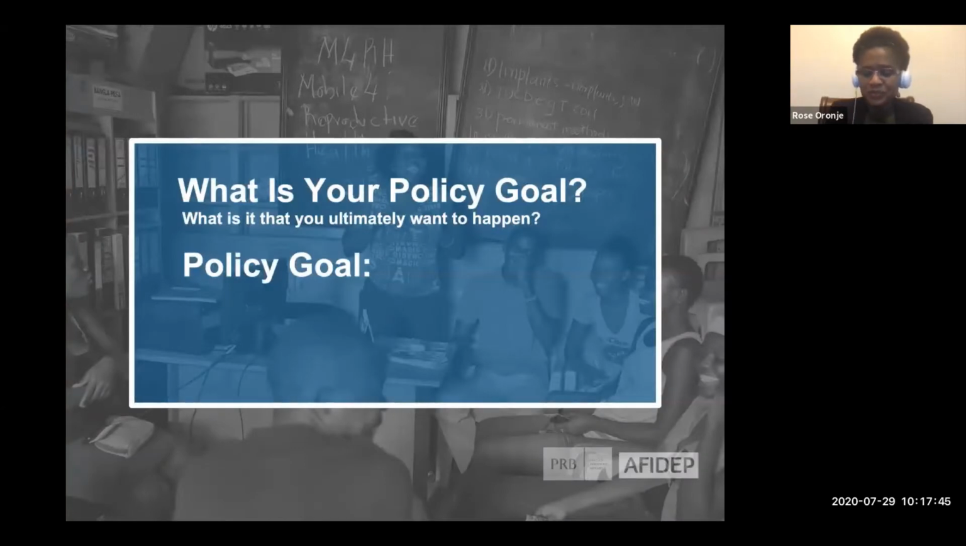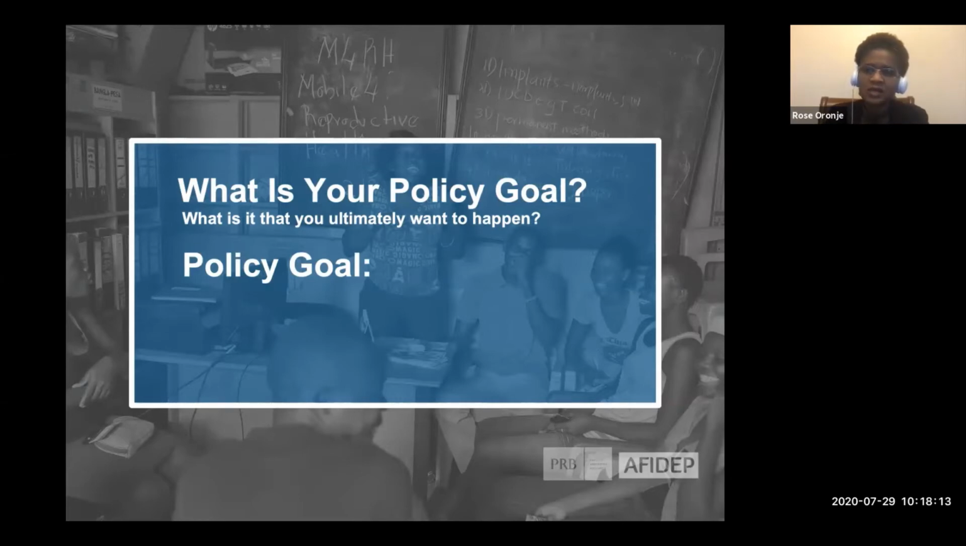Getting on to speak a bit more about setting your goal when you think about strategic communications, here we are talking about a policy goal, because our training is focused on being more effective in supporting policymakers to make decisions drawing on good and robust evidence. So you're thinking about what your policy goal is. What is it that you ultimately want to change?